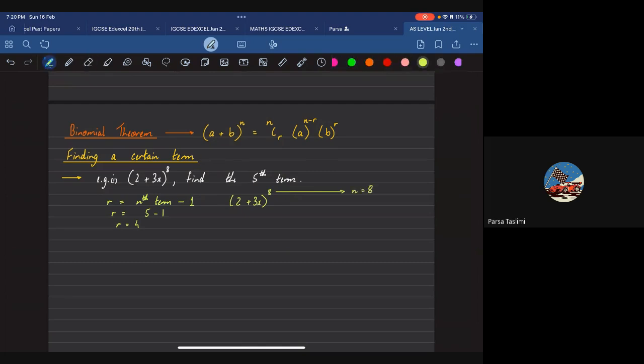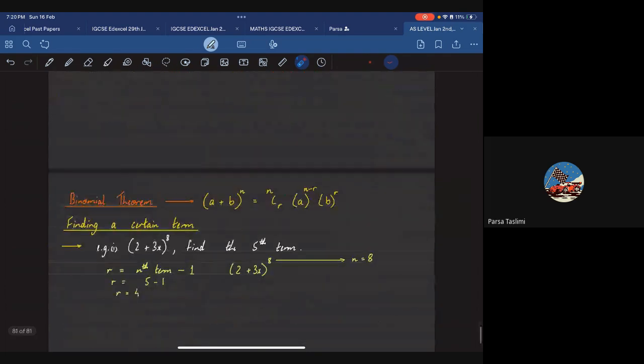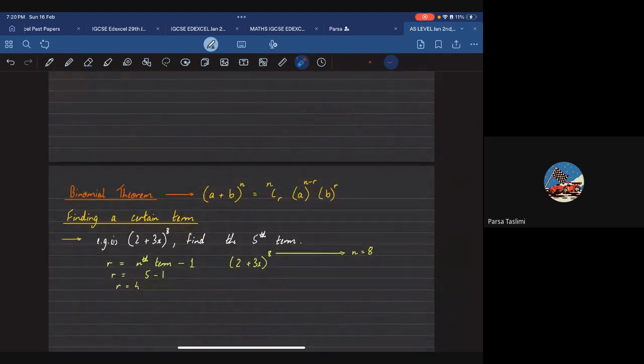All right, now in order to find the fifth term, I need the power of the required variable. Technically, r is telling you what? r is the power of the variable. So on the fifth position, you're going to have a variable with the power of 4. That is why we're taking r as 4.